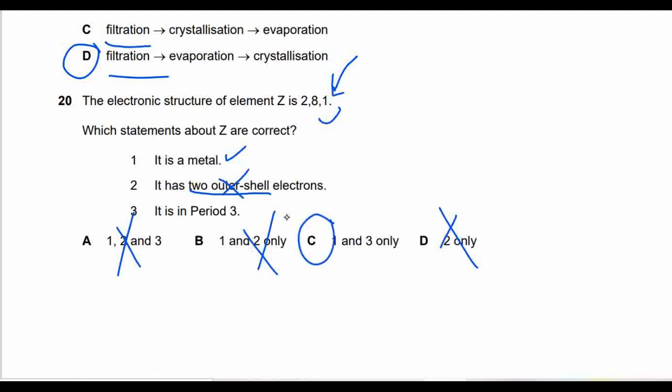Question 20 is 1 and 3, but why is 3 correct? It is in period 3. Do you think it's correct? Well, we think so. So how do we know it is period 3? Because it has 1 shell, 2 shells, 3 shells. The number of the period shows the number of shells or layers here.